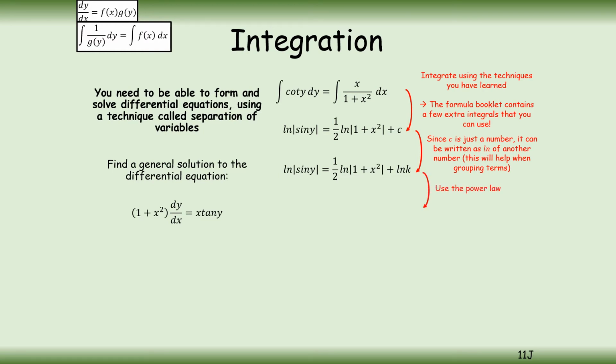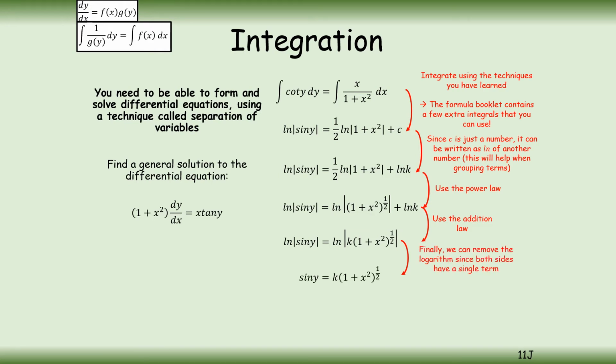So now, using laws of logs, one of the laws says that if you have a power, you can bring that down. So we should be able to do the opposite as well. So you can just simply take the half over. We use the addition law to tidy up the right hand side. And since we have natural log on both sides, if we take e on both sides, the natural log and the e's will cancel out. And then we have it, sine y is equal to k times (1 plus x squared) to the power of a half. Now, this is just a general solution since we don't know what the value of k is.